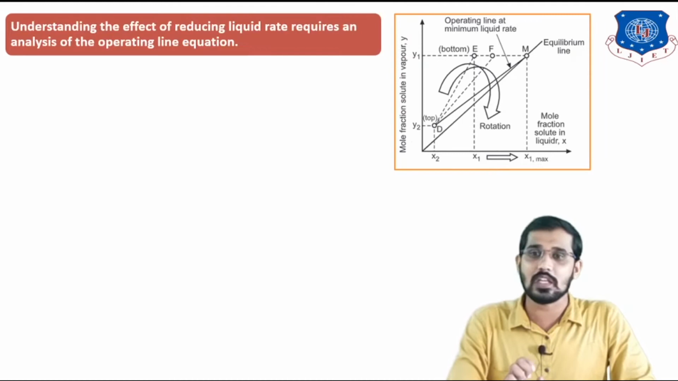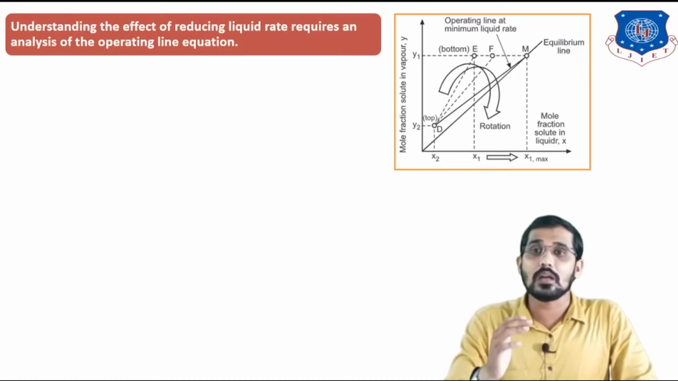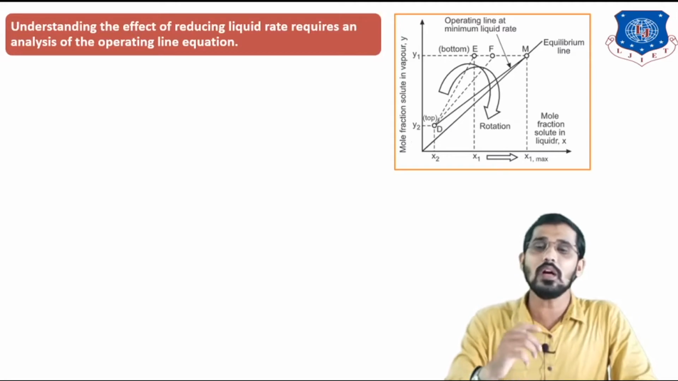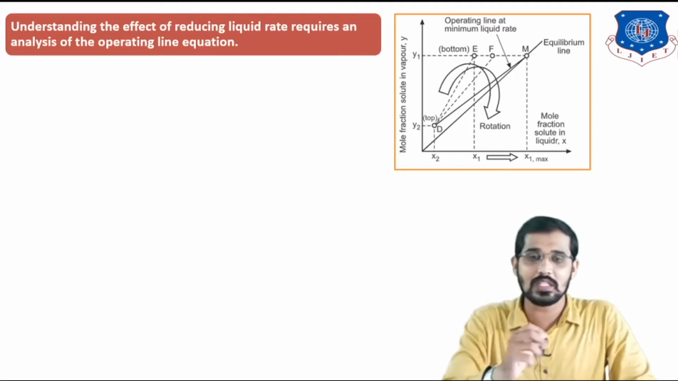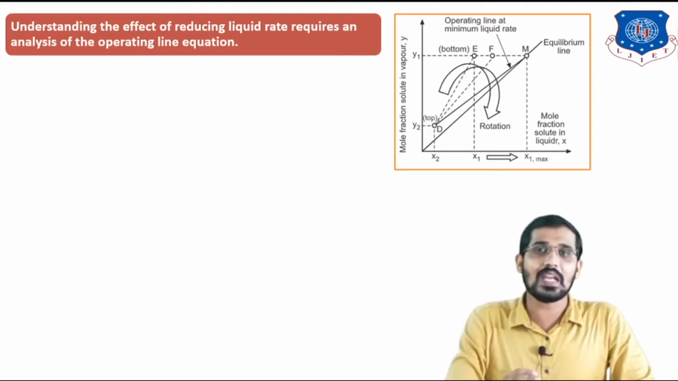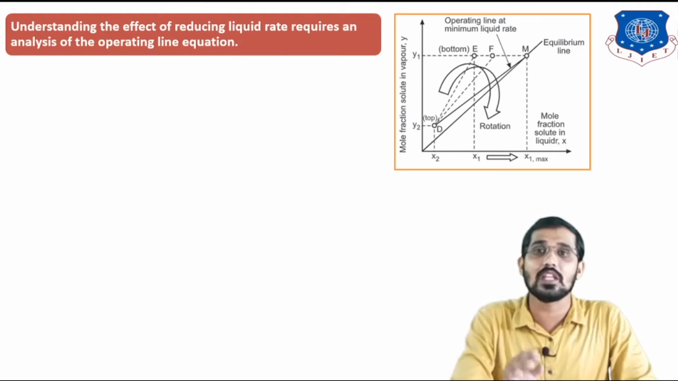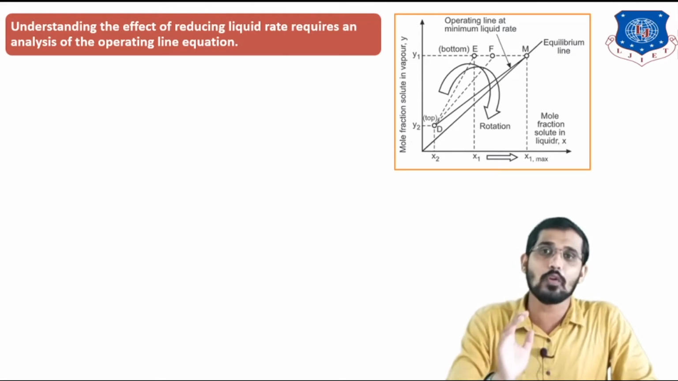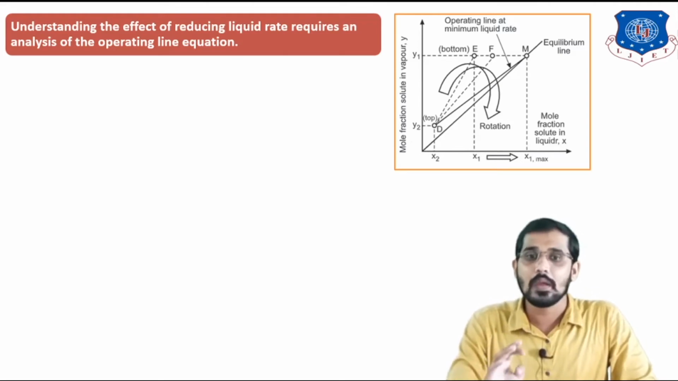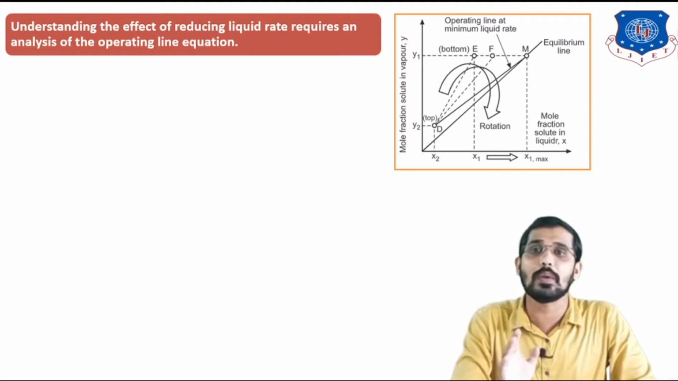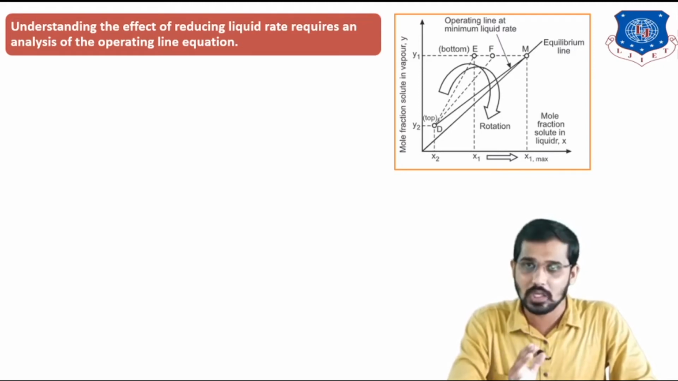Now on the screen, we will study the effect of reducing the liquid flow rate on the operating line equation. You can see in this figure, the operating lines are DE, DF and DM, and there is one line, y equal to x, that is the equilibrium line, and the slope of the equilibrium line is M. The slope of the operating lines DE, DF and DM is equal to L minimum by G, or I can say L by G.